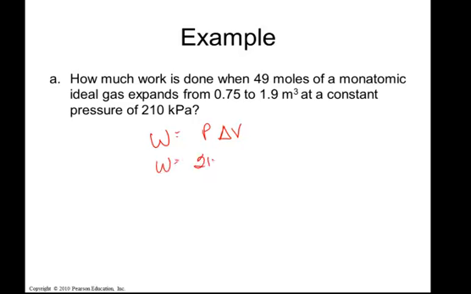And I'm going to have my pressure in pascals. And then the change in volume is 1.9 minus 0.75. So I'm going to subtract 1.9 minus 0.75 and take it times 210. And I'm going to get 2.4 times 10 to the 5th joules.